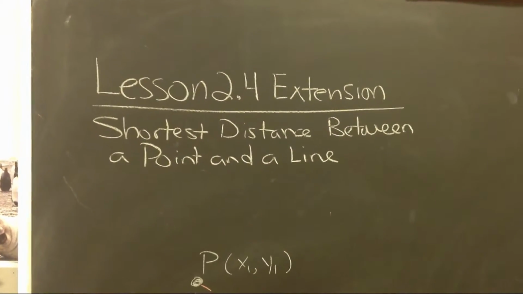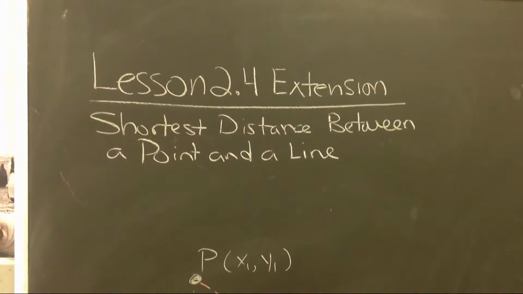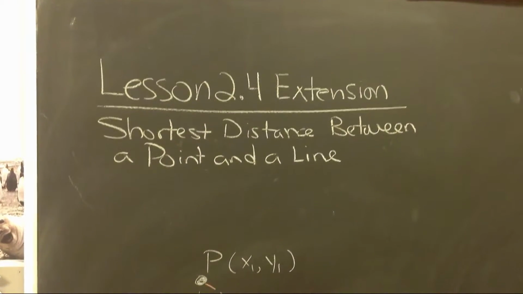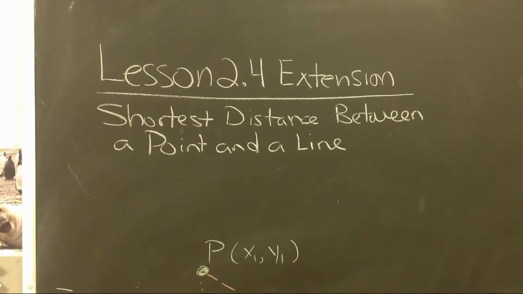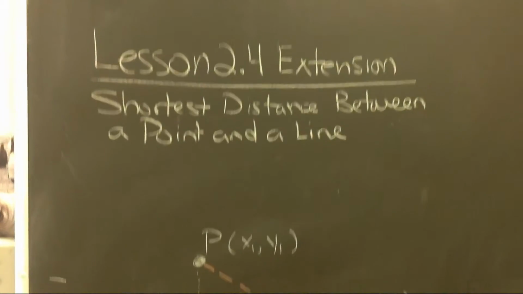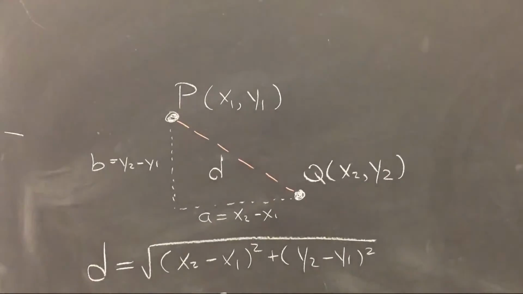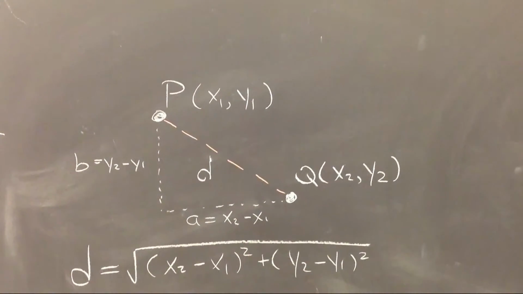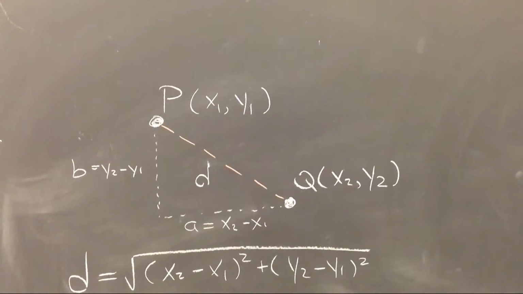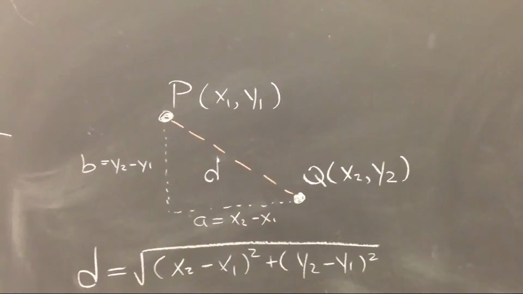Welcome to lesson 2.4. This is an extension lesson. In this lesson, we're going to talk about the shortest distance between a point and a line. So first, let's consider 2 points, P and Q. P is at the ordered pair x1, y1, and Q is at the ordered pair x2, y2.